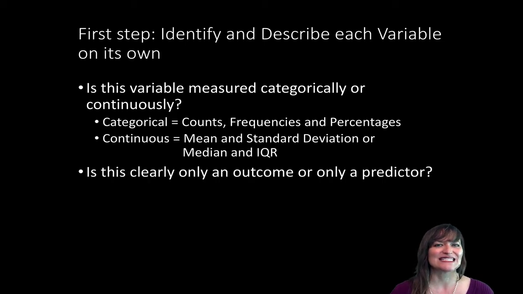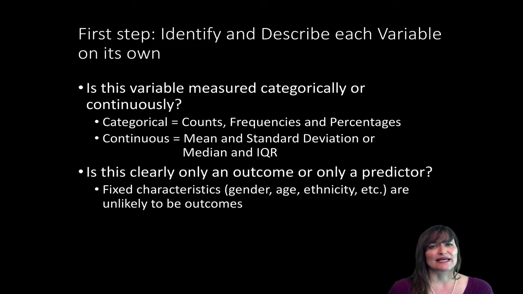Another question to consider at this point, where you're just describing and identifying each variable on its own, is to ask if it's clearly an outcome or clearly a predictor. Some variables can be both. Some are clearly only predictors, some are clearly only outcomes. For example, a fixed characteristic like gender or ethnicity is unlikely to be an outcome variable in social science research. So it's likely to only be a predictor. And in experimental research where you have manipulated something, that is going to be a predictor variable and it isn't going to be an outcome variable.